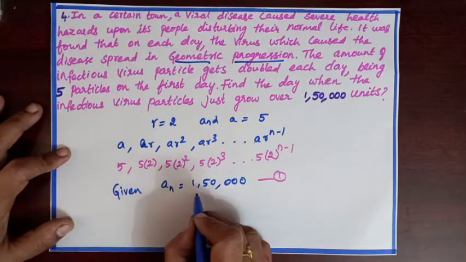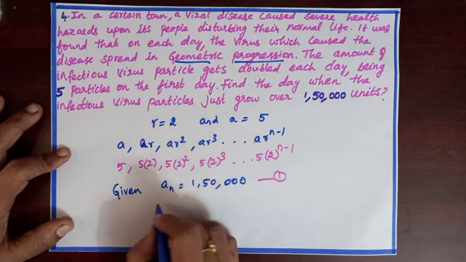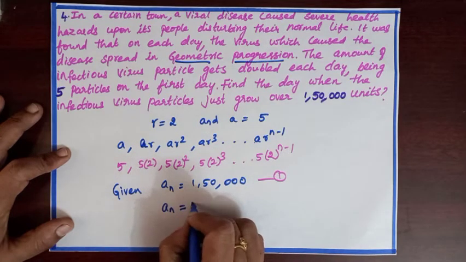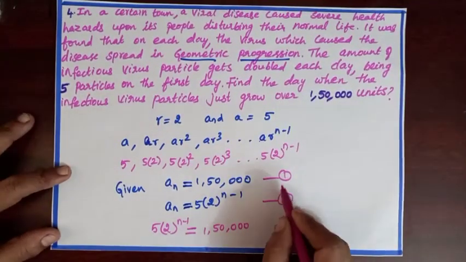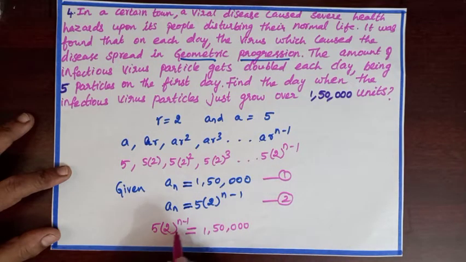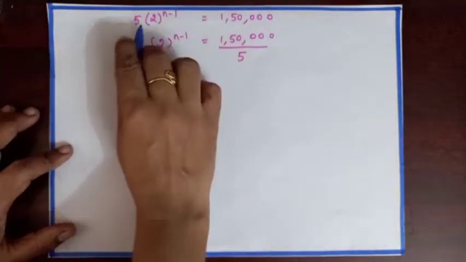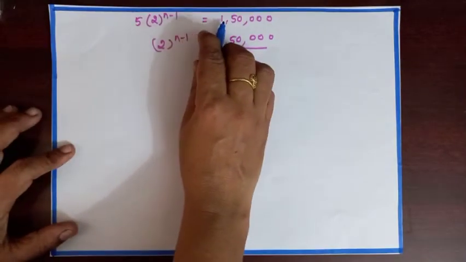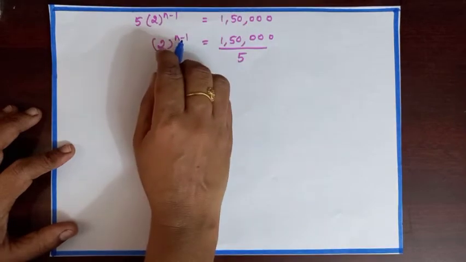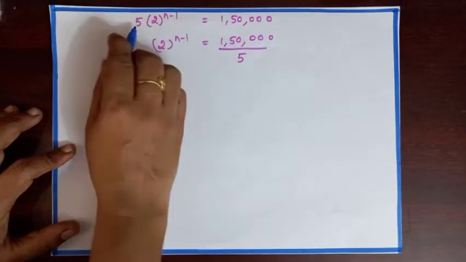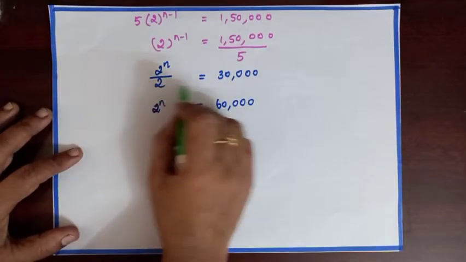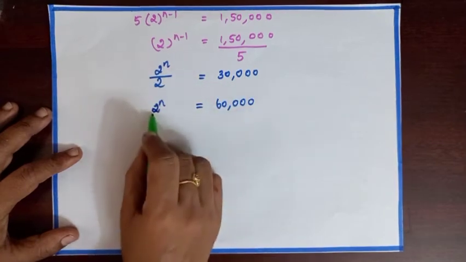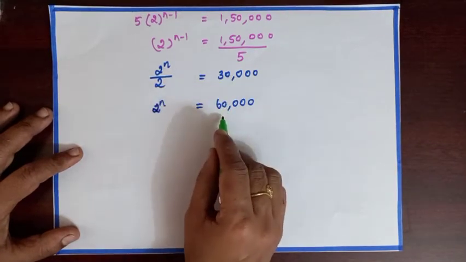Given a_n is equal to 1,50,000. The nth term of the series a_n is equal to 5 into 2 power n minus 1. Now equate the two: 5 into 2 power n minus 1 is equal to 1,50,000. So 2 power n minus 1 is equal to 1,50,000 divided by 5, which is 30,000. So 2 power n is equal to 2 into 30,000, which is 60,000.